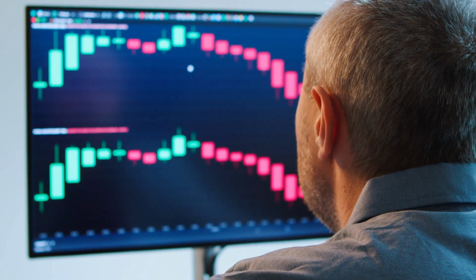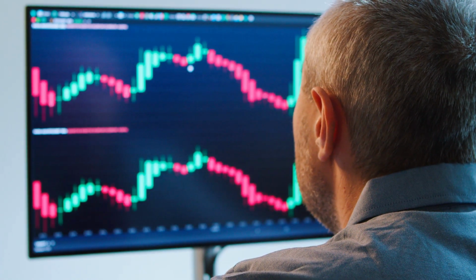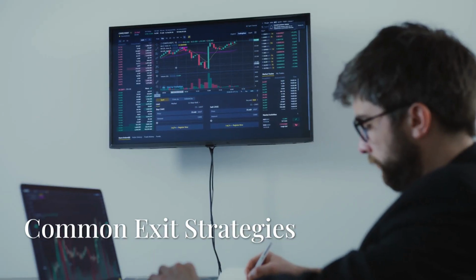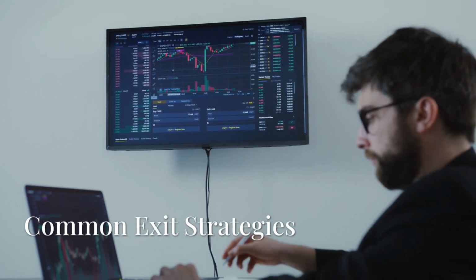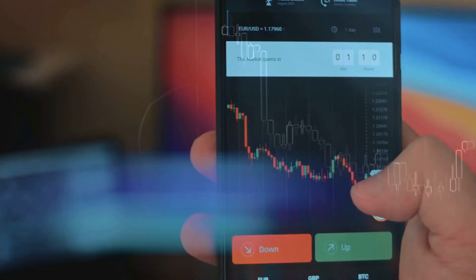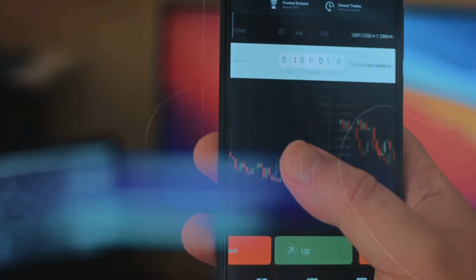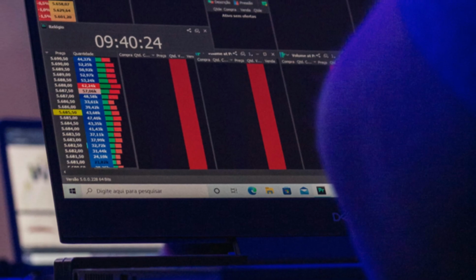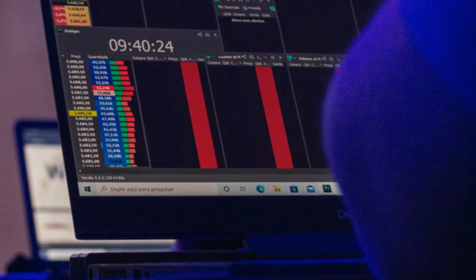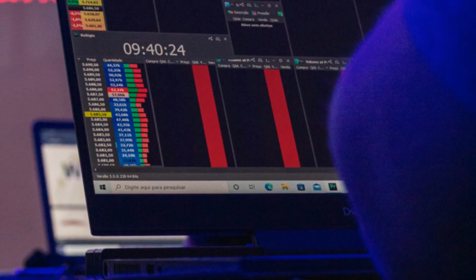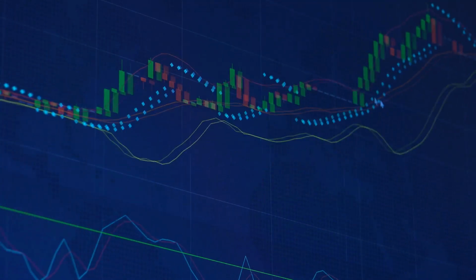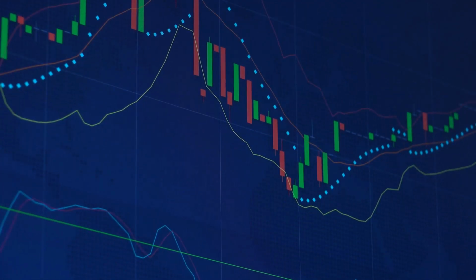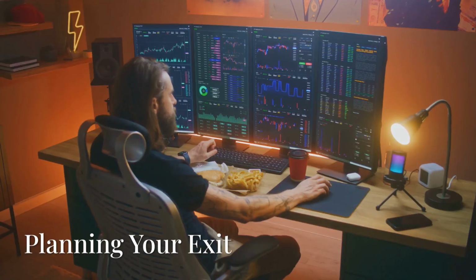Knowing when to get in is only half the battle. Exiting your trade properly can make the difference between a winning and losing strategy. Common exit strategies include trailing stop loss, which adjusts as the price moves in your favor and locks in profits. Fixed price targets, which are predetermined levels based on support and resistance or risk-reward ratios. Lastly, indicator-based exit, which involves the use of RSI, MACD crossovers, or moving average crossovers.